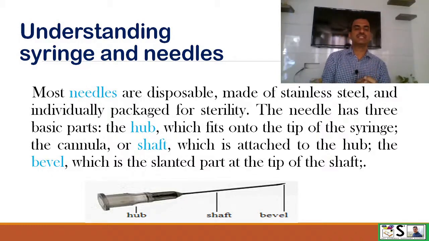The needles have three basic parts. The hub, which fits on the tip of the syringe. The cannula or shaft, which is attached to the hub. It is hollow, with a space in it through which the drug goes into the body. And the bevel, which is a slanted part at the tip of the shaft.